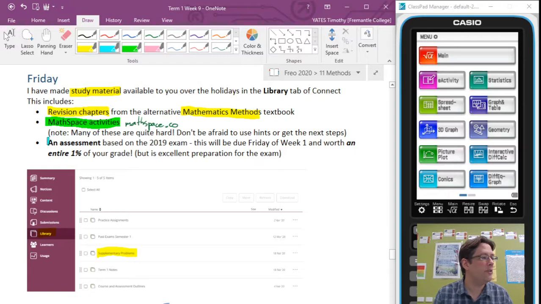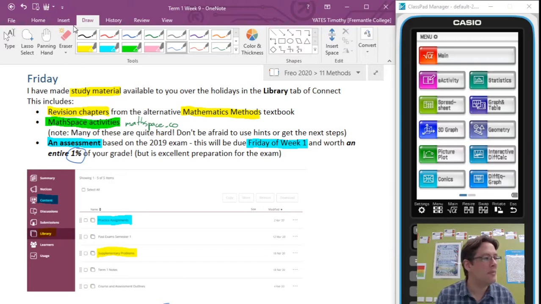So this assessment is quite important. It is based on the 2019 exam. I've literally just taken questions out of the 2019 exam. This is going to be due Friday of week 1 next term. You can get that in practice assignments in the library tab. I've also put it in the content tab there, and you can check that to see where the practice assignment is there. This is worth 1% of your grade.